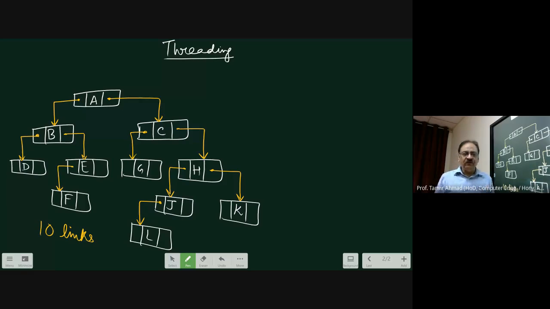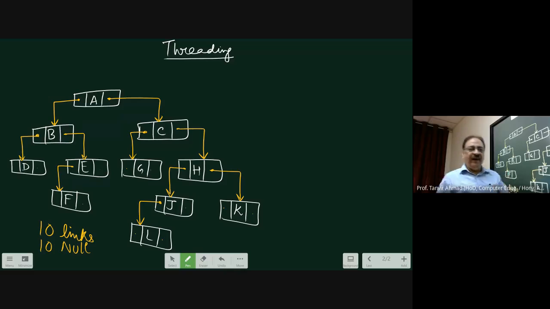How many are null values? Obviously, you check 1, 2, 3, 4, 5, 6, 7, 8, 9, 10. Therefore, there are 10 nulls. Correct? Now, this is just a coincidence. It doesn't mean that every time links and nulls will be the same. It can be very different. It can be more links and fewer nulls, or it can be anything. It doesn't mean that it is always the same.